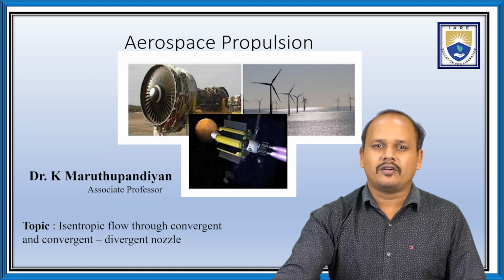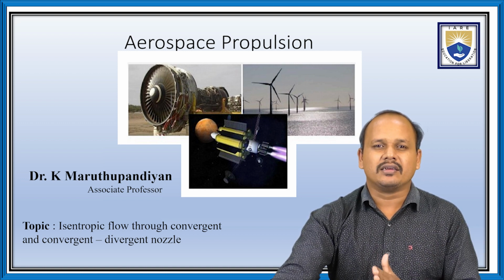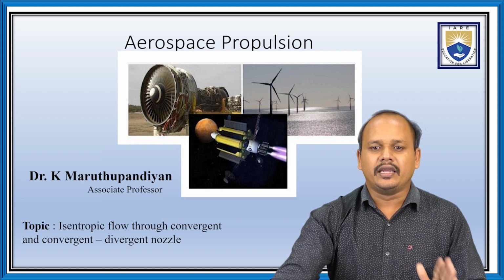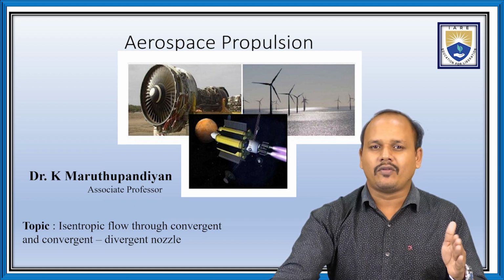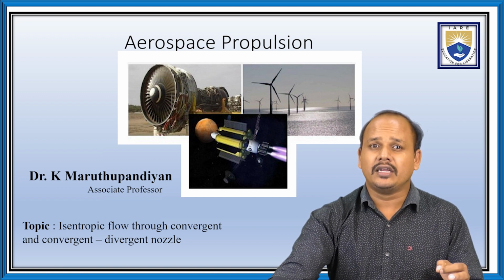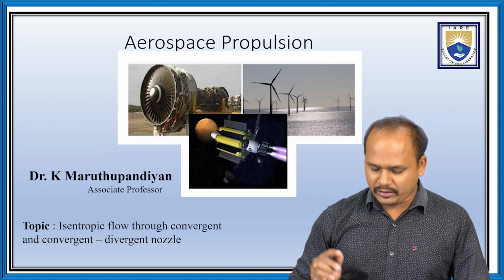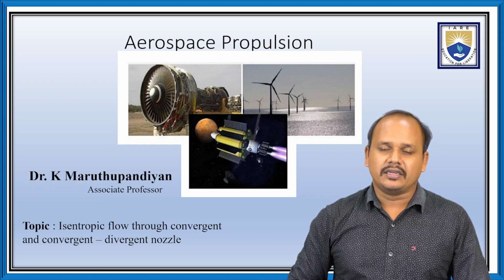The maximum area is not possible. The only possibility is the minimum area location. If you take any passage and the flow becomes sonic, M equal to 1, it will happen at the location where the area is minimum. So that's what we discussed in the previous lecture.